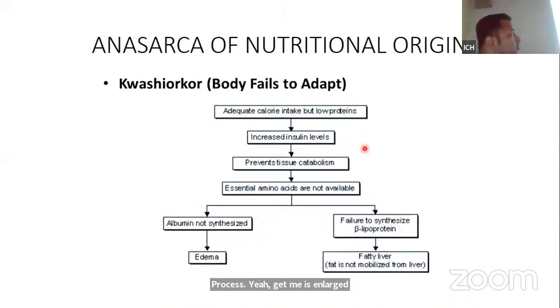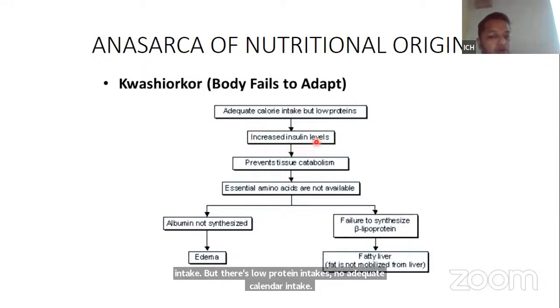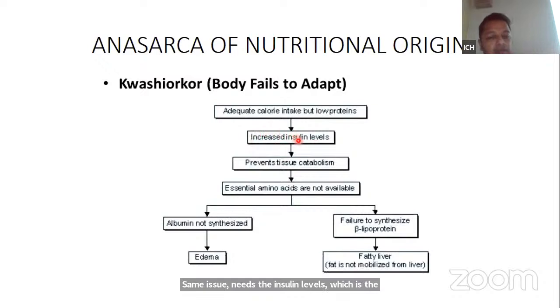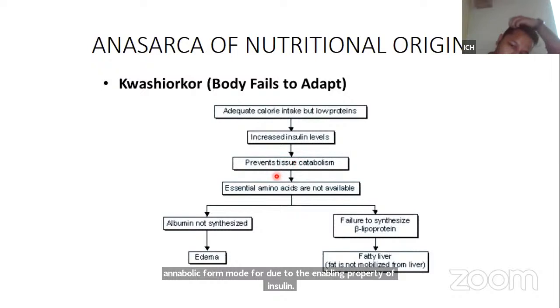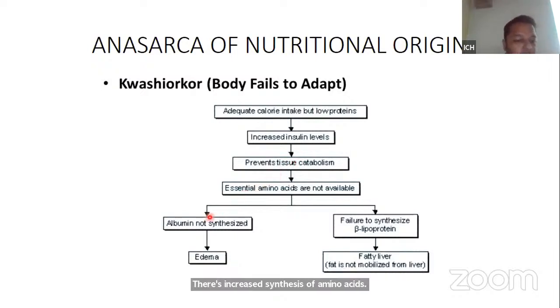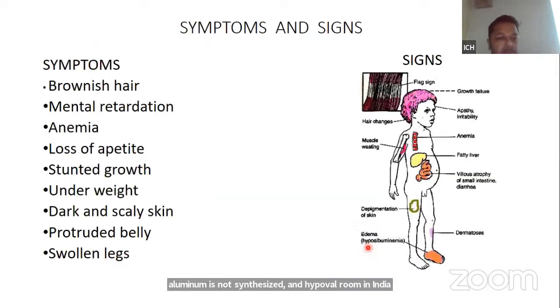Now, anasarca of nutritional origin. We'll think about kwashiorkor, which is a type of malnutrition in which there is adequate calorie intake, but low protein intake. Adequate calorie intake stimulates insulin levels, which is an anabolic hormone. Due to the anabolic property of insulin, there is increased synthesis of amino acids, but essential amino acids are not available. So, albumin is not synthesized, and hypoalbuminemia causes edema, and failure to synthesize beta protein causes fatty liver, which later progresses to liver dysfunction.